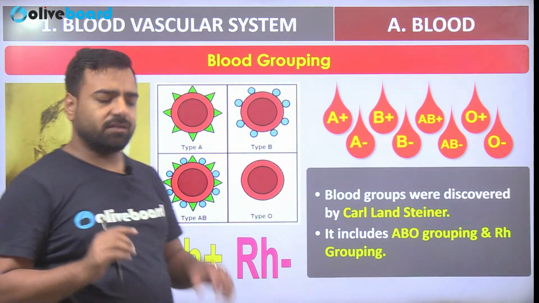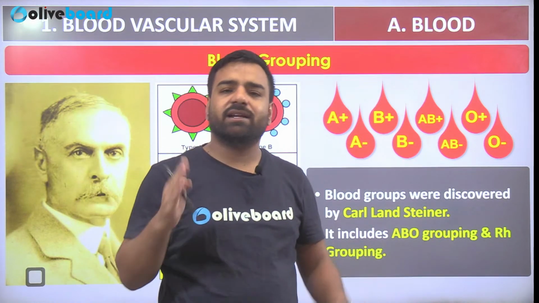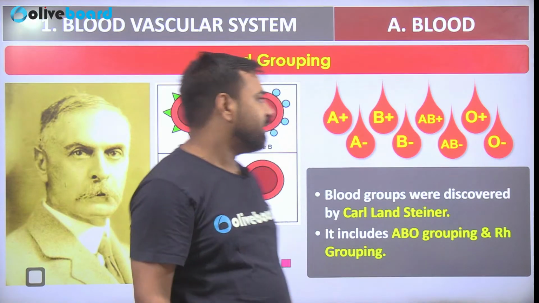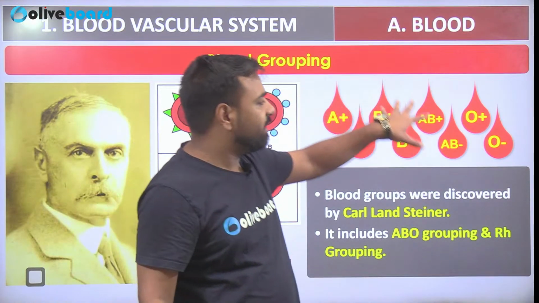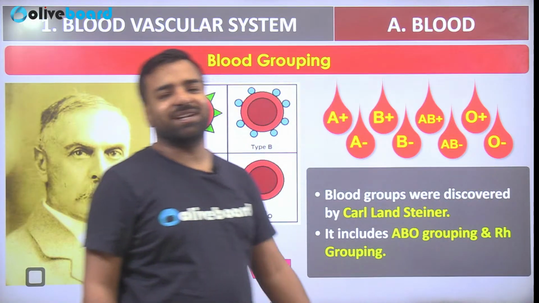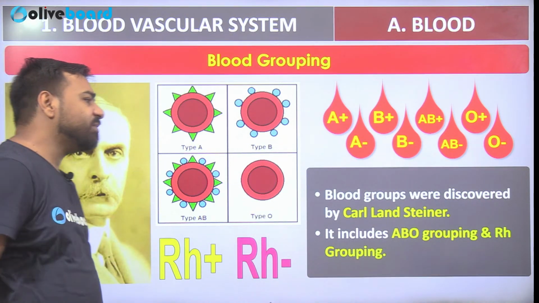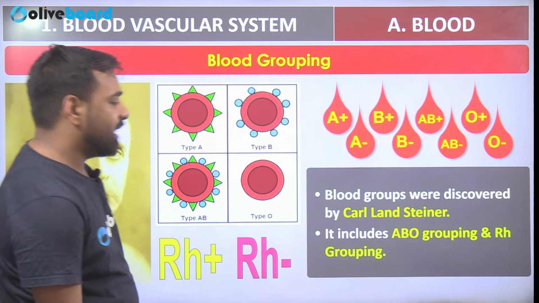So because of this Rh factor, the 4 blood groups are divided into 2 parts each, and hence it becomes a total of 8. Blood groups are just in 4 categories, but because of Rh factor, it's A positive, A negative, B positive, B negative, AB positive, AB negative, and O positive, O negative. Perfect. So guys, blood groups were discovered by Karl Landsteiner, which includes ABO grouping and Rh grouping.